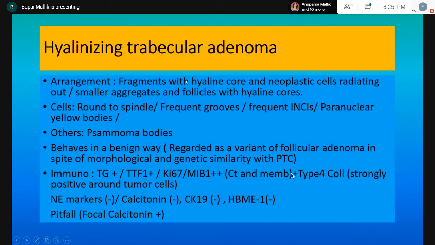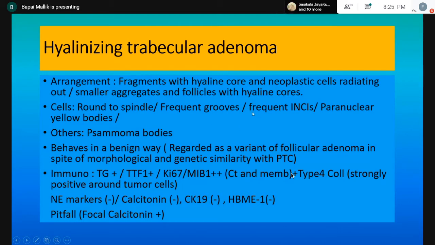The cells are arranged in fragments with a hyaline core. So look at the associated features. Hyaline core and neoplastic cells radiating out. Smaller aggregates and follicles with hyaline cores may also be seen. So hyaline cores are the key. Think of hyaline cores. The cells are round to spindle. They show frequent grooves, and that's where all the confusion begins. Frequent grooves, and look at this.